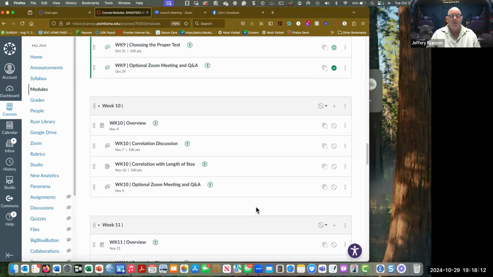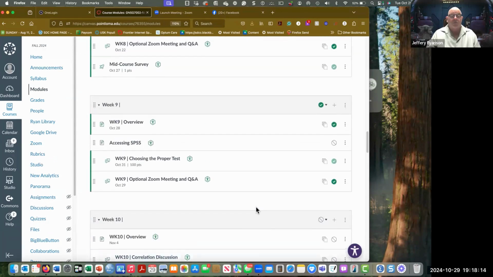which I cannot believe we're in week 9 already. It's just flying by. As you can see, accessing SPSS is right there. I've got to add something to it before I just got it about an hour ago. So I need to touch up the inside to make sure it has my notes in there about if you don't have it, yada, yada, yada.